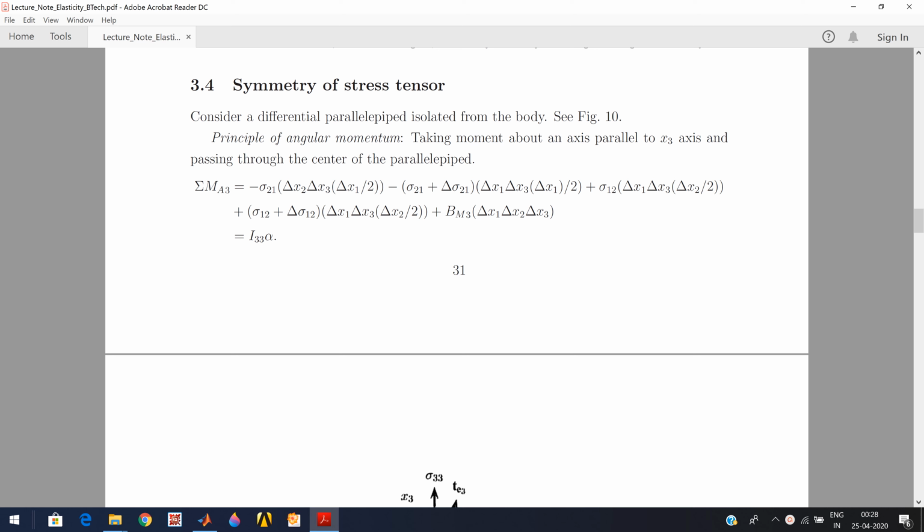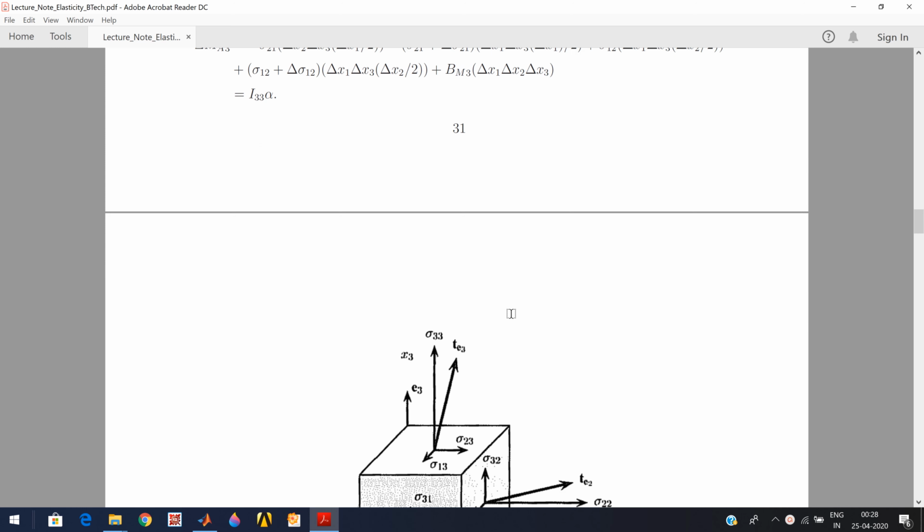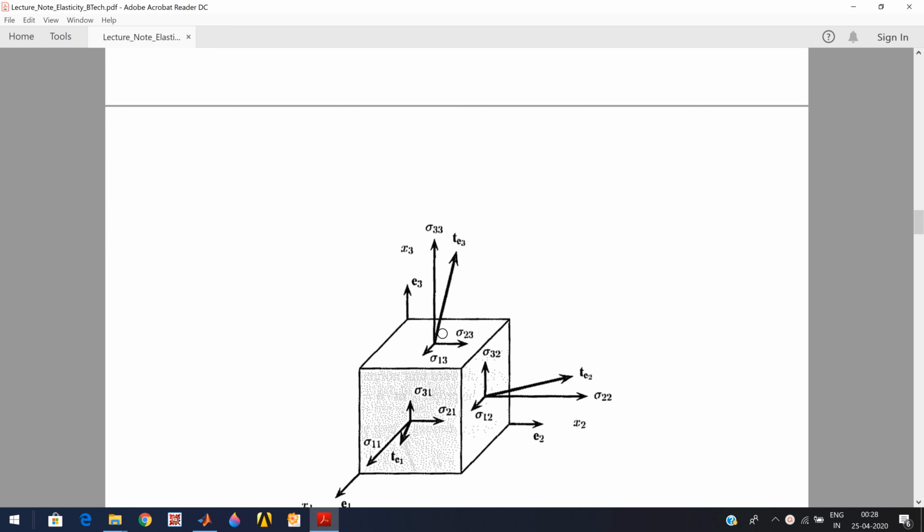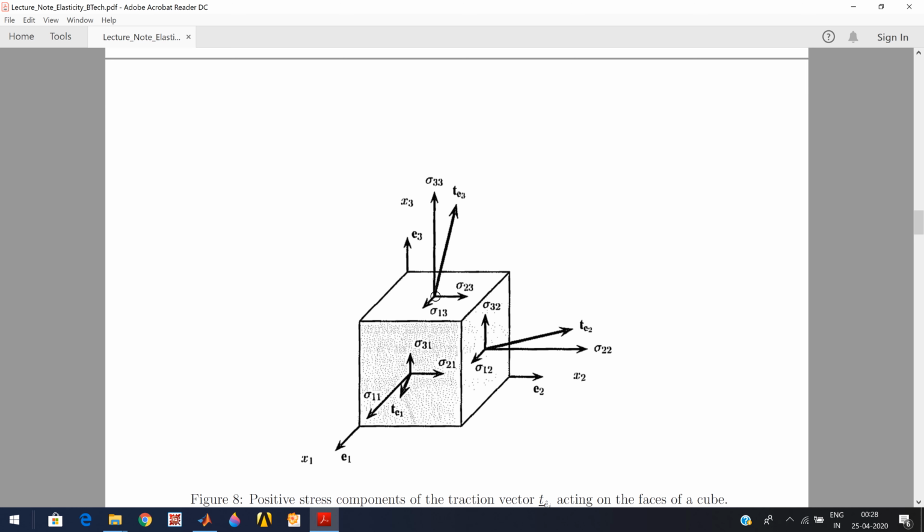Here we'll take the moment balance about an axis parallel to the x3 axis and passing through the centroid, the center of the cuboid. In this picture, we see this axis passing from the midpoint to the midpoint of the bottom face. So along this line, we are considering the moment balance.